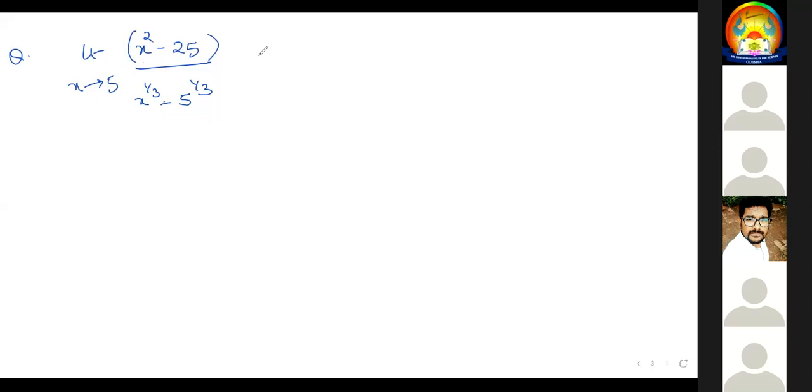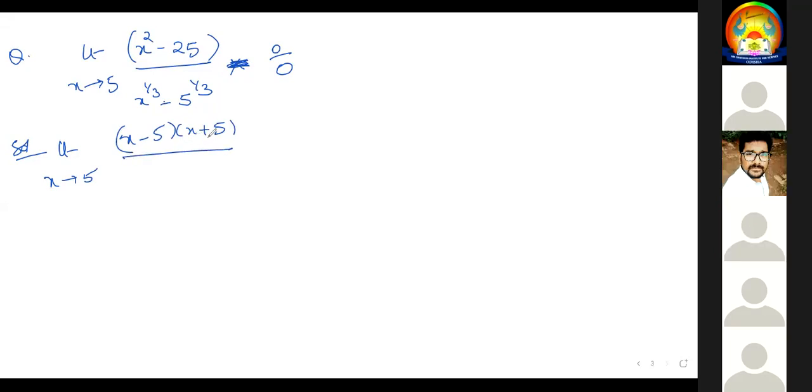See, look. The first thing, whenever you substitute x equal to 5, it will become 0 by 0. Now we have to solve: limit x tends to 5. It is x minus 5 into x plus 5. There is no problem with the numerator, only the denominator has the problem.